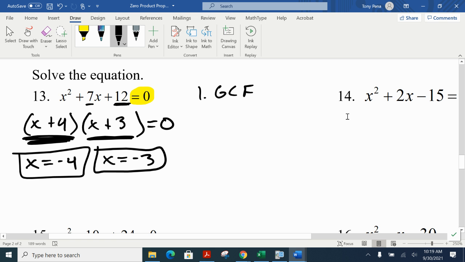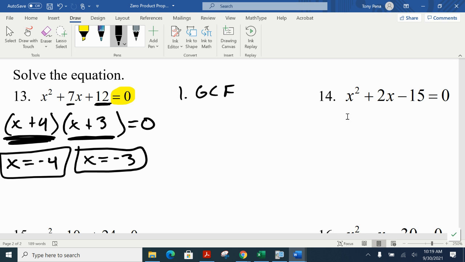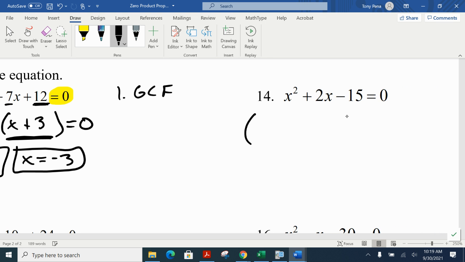So 14, notice how it's set equal to 0 already. So that one is ready to be factored. If we look at 14, if we look for the combination of numbers that multiplies to be a negative 15 but adds up to be 2, wouldn't that be x plus 5 and x minus 3? A positive 5 and a negative 3 multiply to be negative 15 and would add up to be a 2.